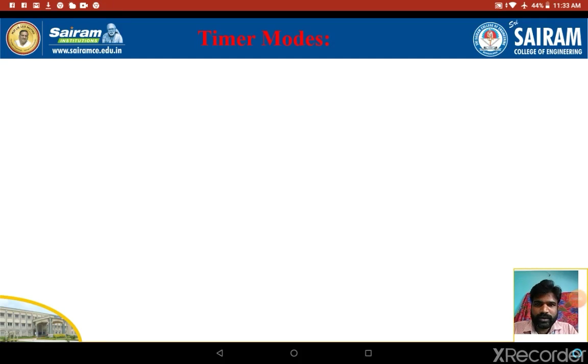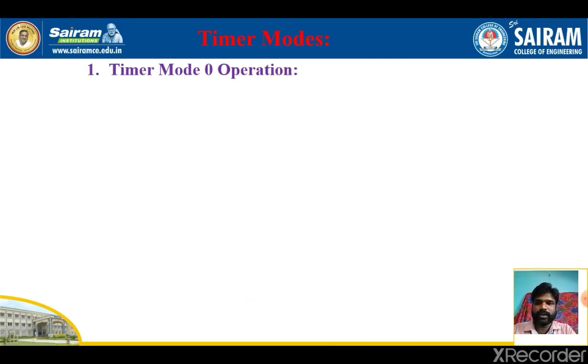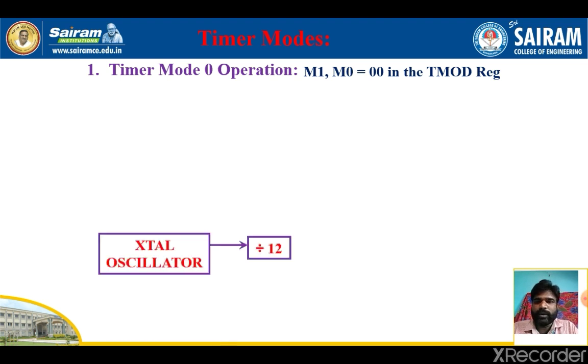Good morning friends. So now I am going to explain about the timer modes of operations. So first one, timer mode 0 operation. The mode 0 will be selected by setting M1 and M0, the mode specifier bits of timer register, equal to 00.